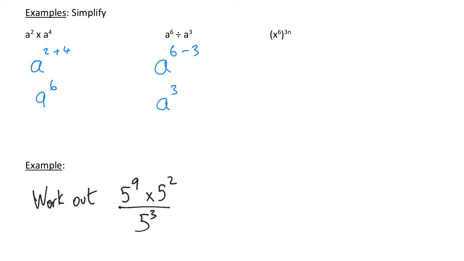Next, x to the power of 6 in brackets to the power of 3n. So in the brackets we mean multiply. So that's going to be x to the power of 6 multiplied by 3n. And then 6 times 3 is 18, so 6 times 3n is 18n. So it's x to the power of 18n.